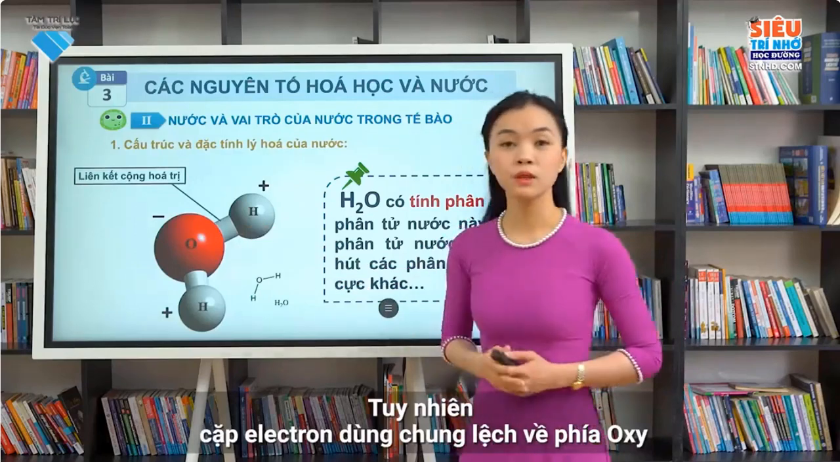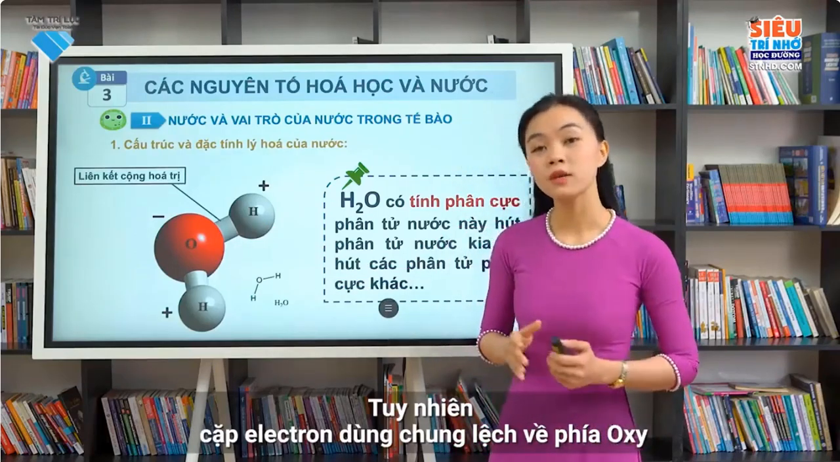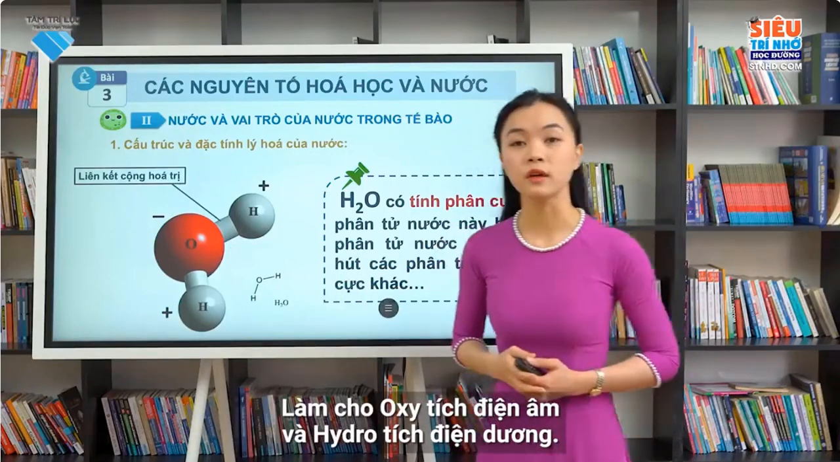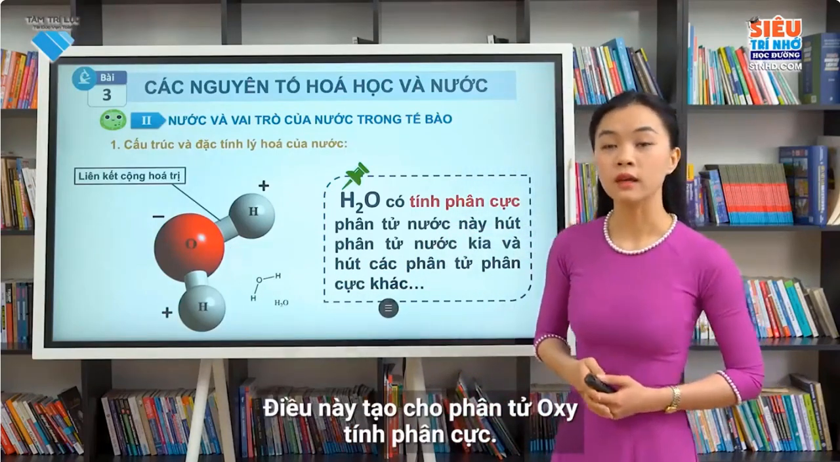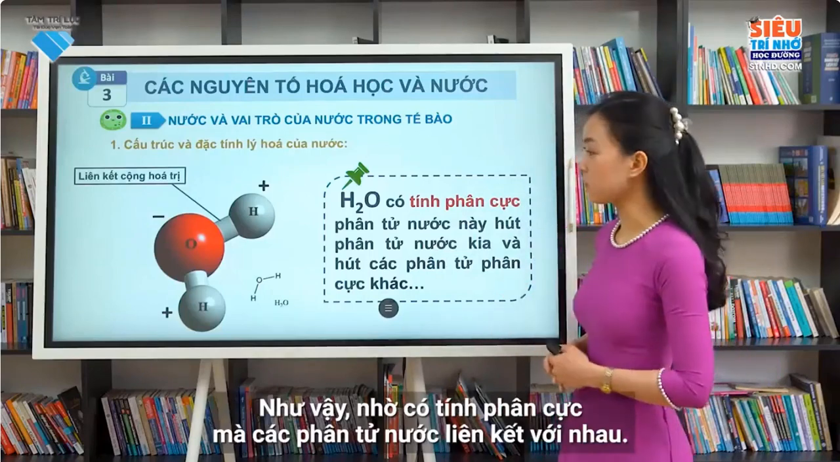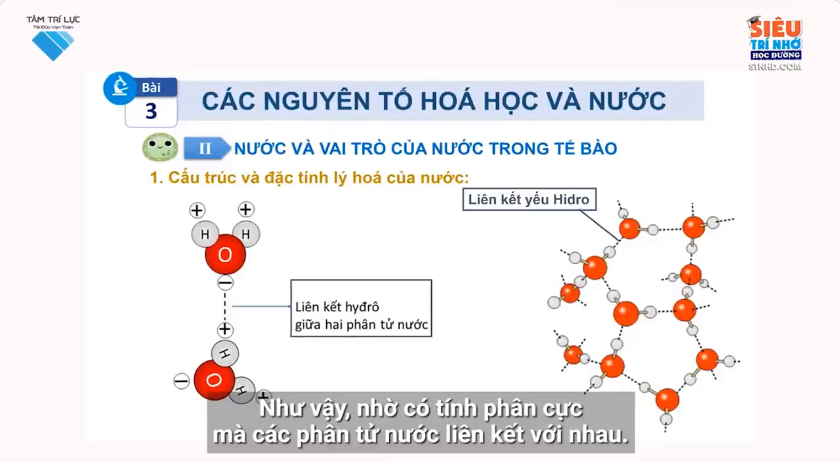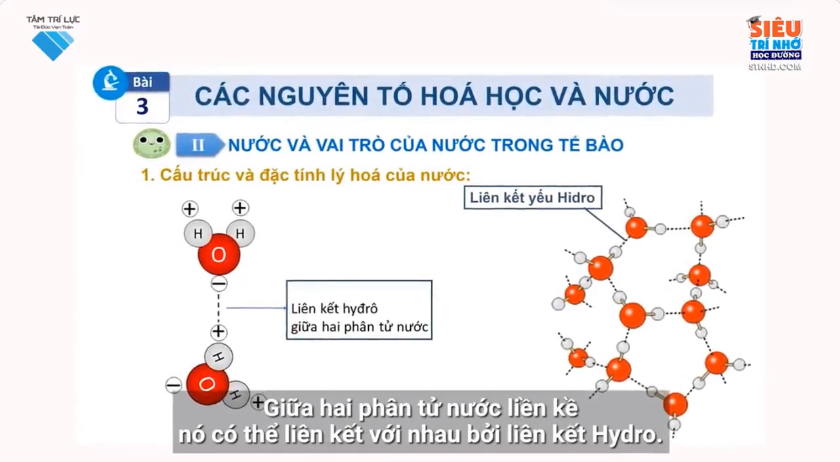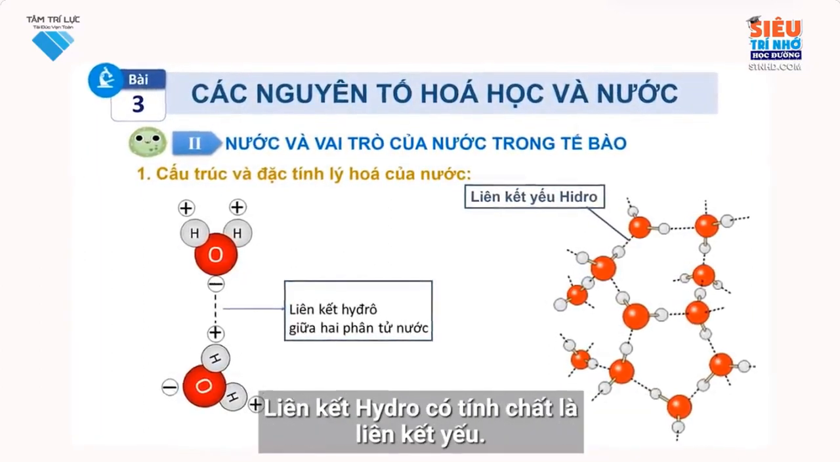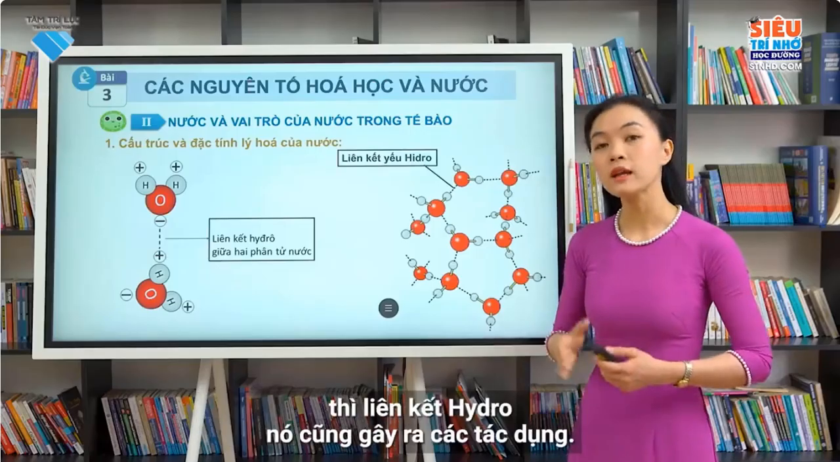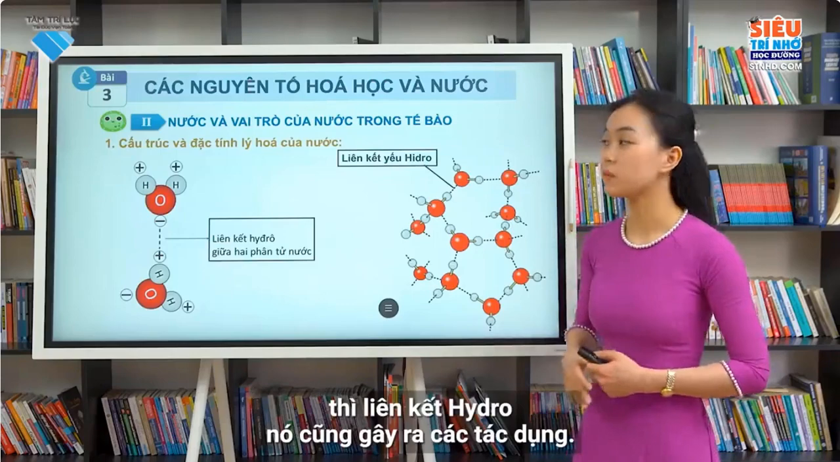However, the shared pair of electrons shifts towards the oxygen, making the oxygen negatively charged and the hydrogen positively charged. This gives the water molecule its polarity. Thus, thanks to the polarity, the water molecules bond with each other. Between 2 adjacent water molecules, it can be linked by hydrogen bonds. Hydrogen bonds are weak bonds. However, in a network of many water molecules, hydrogen bonds have their own effects.